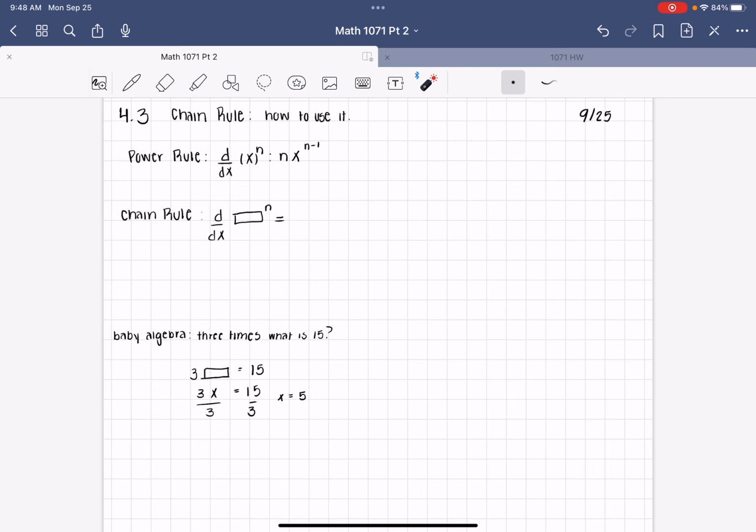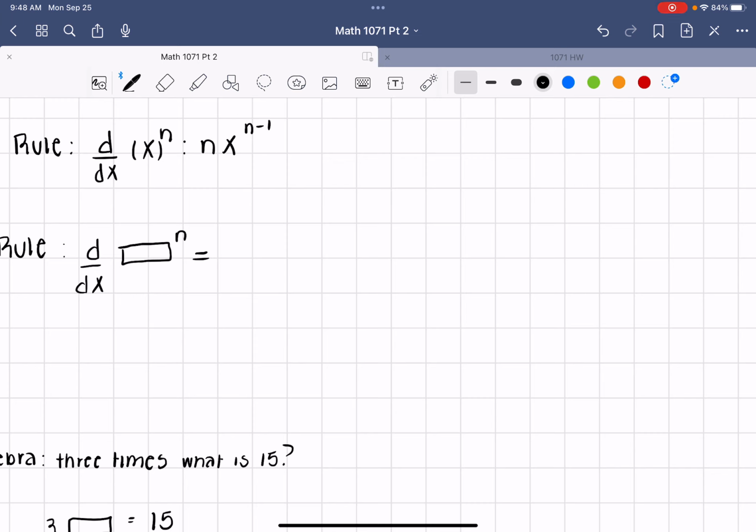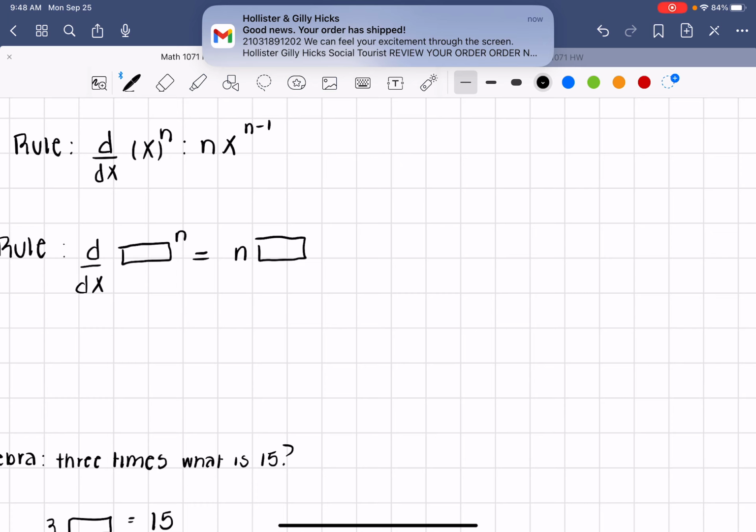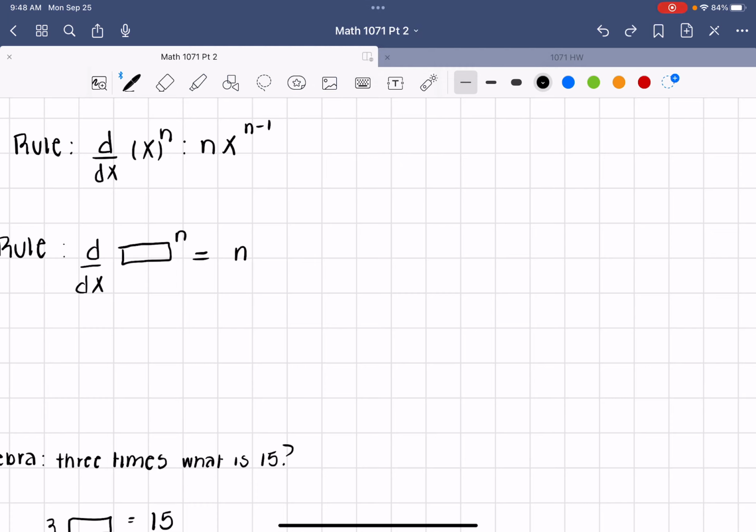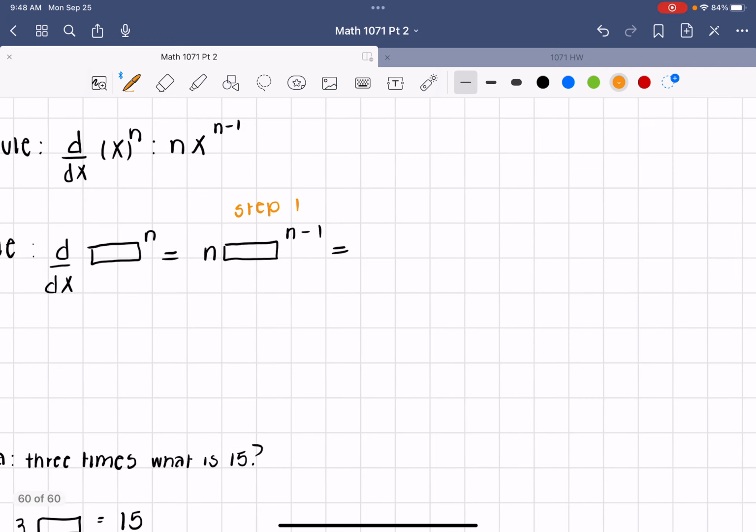The chain rule says you begin by doing the same thing. Step 1. If you got something to the nth power, the chain rule says, okay, deal with the outer function, box to the n, just like you normally would by the power rule, n box to the n minus 1. Step 2, though, now, multiply by the derivative of what's inside the box. That's how you use the chain rule.